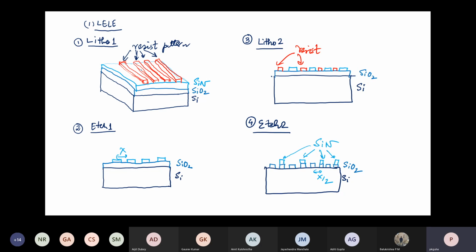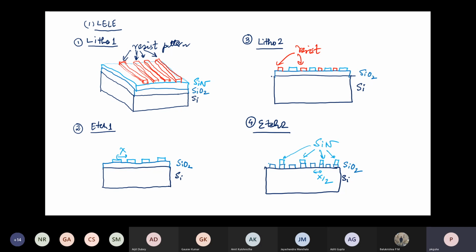You can use a washing step to remove SiN, if it is required to remove silicon nitride. So the pattern on SiO2 is now twice the density of the original design, right? This was our original design, and in the SiO2 you are getting a design which is double the density of our original design.